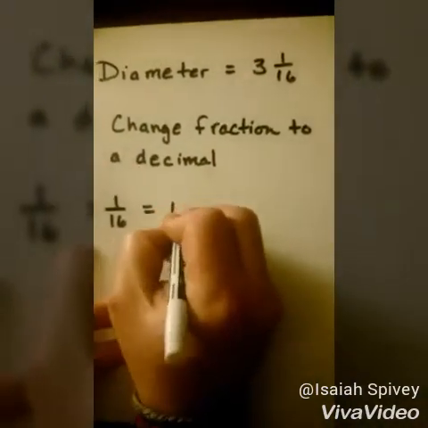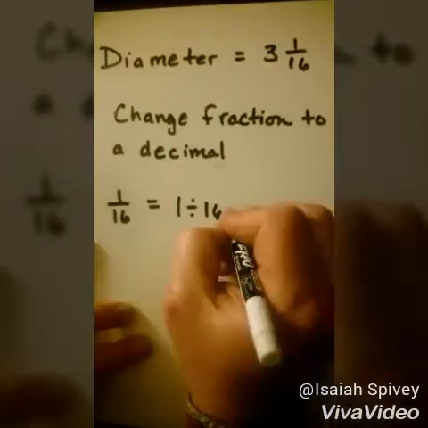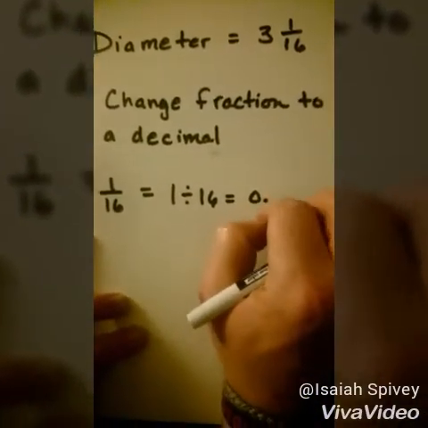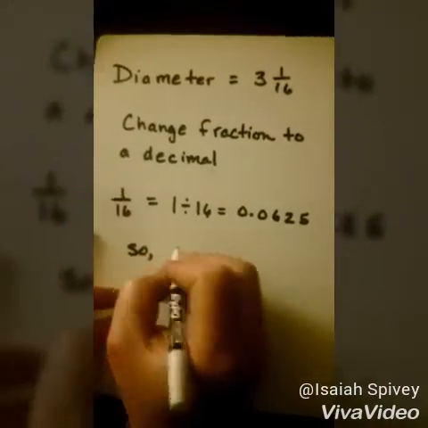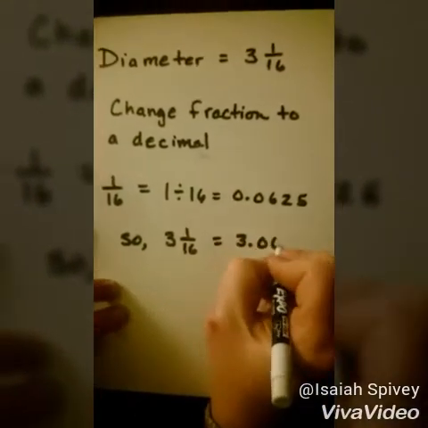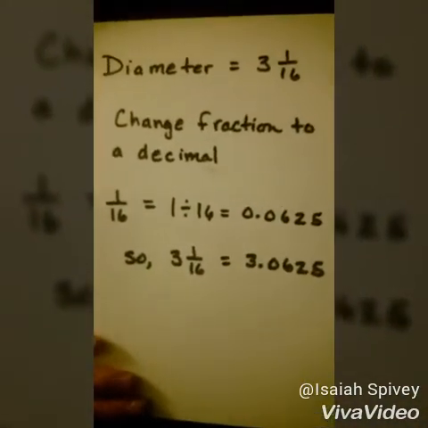Again, divide the top number by the bottom number. Here we got 1/16 is actually equal to 0.0625. So 3 1/16 is 3.0625.